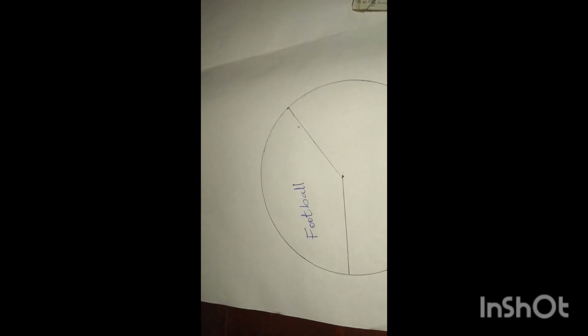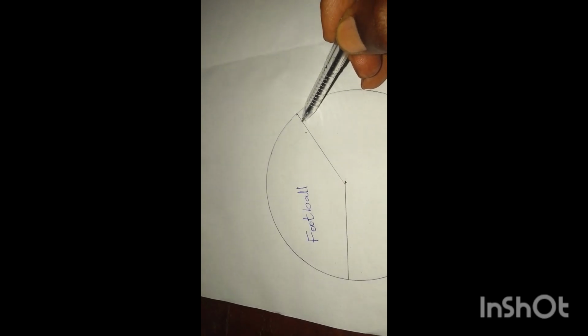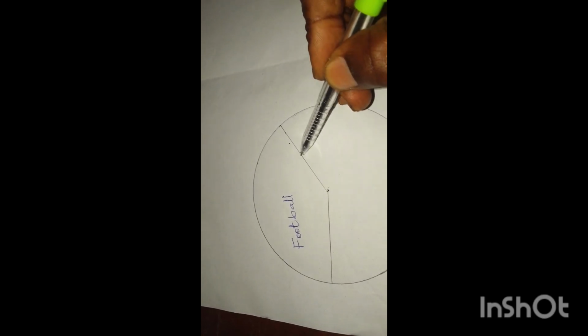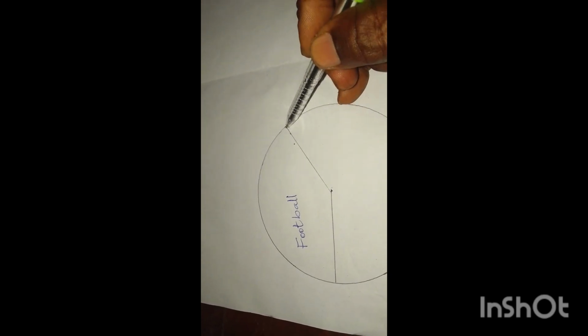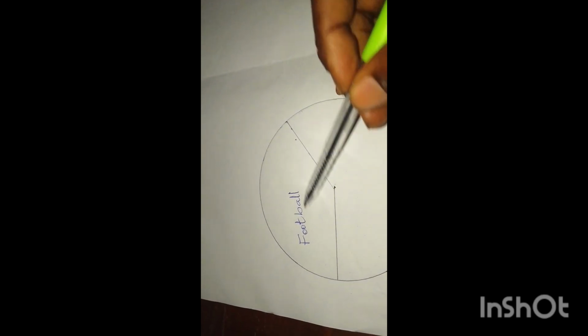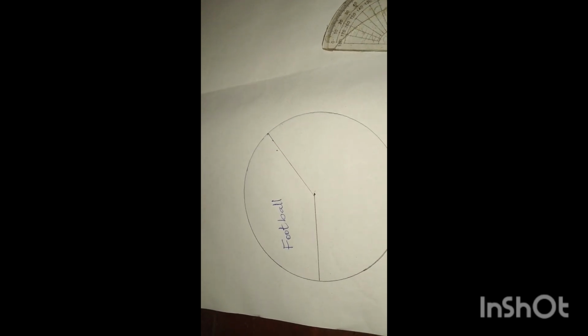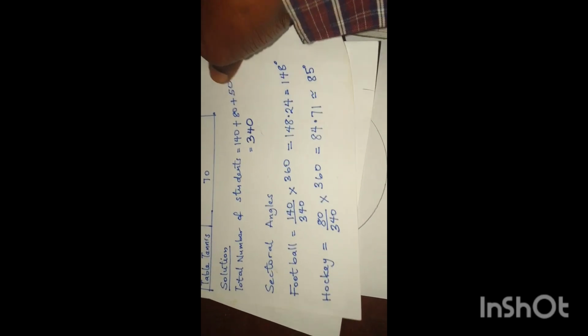So now you realize that you join the place you mark with the center of the circle. So you now rule it, you form a straight line to the circumference. So this sector will give us that of the football. Then secondly, we calculated the sectorial angle of hockey to be 85.